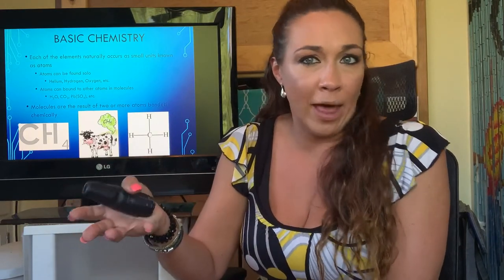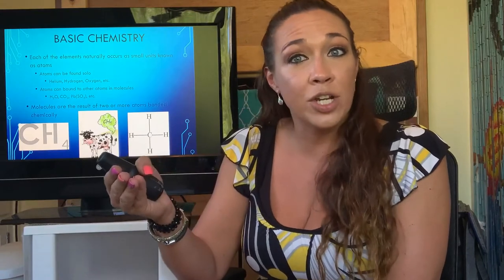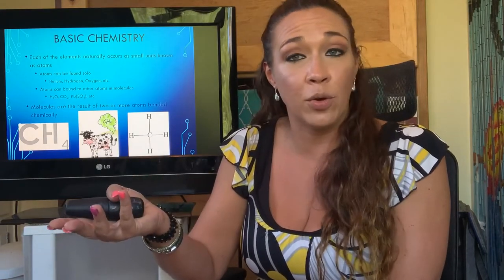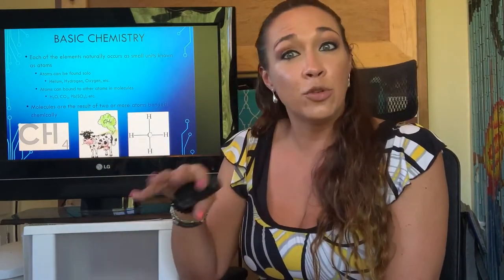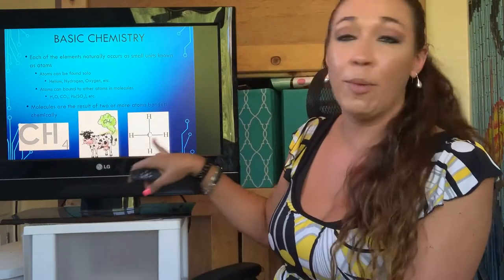Now, they can be the same element, so you can have two oxygen atoms bonded together, and that's still a molecule. Or you can have two hydrogen and an oxygen, or four hydrogen and a carbon. Those would all be considered molecules. So this would be a stable methane molecule right here.